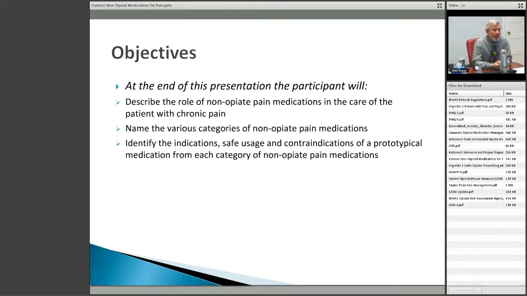So our objectives today are, at the end of the presentation, I'd like you to be able to describe the role of non-opioid pain medications in the care of patients with chronic pain. I'd like you to be able to name various categories of non-opioid pain medications. And then I'd like you to be able to identify some safe indications for these, some potential side effects, and also some contraindications to the use of these medications.